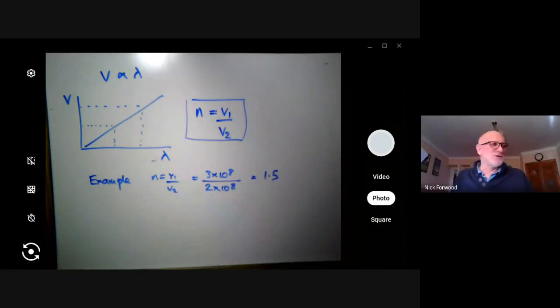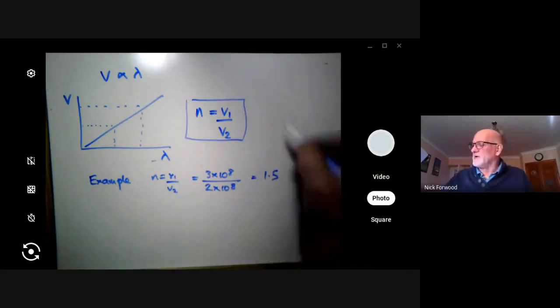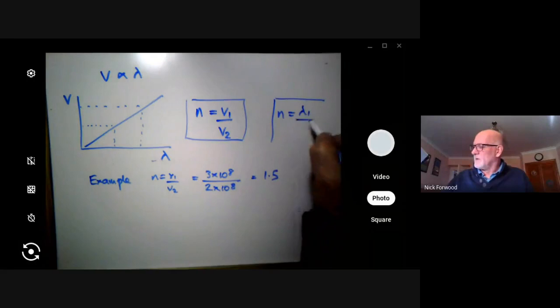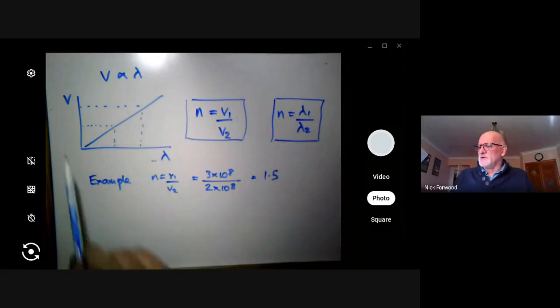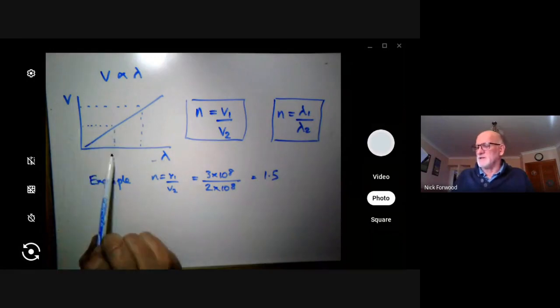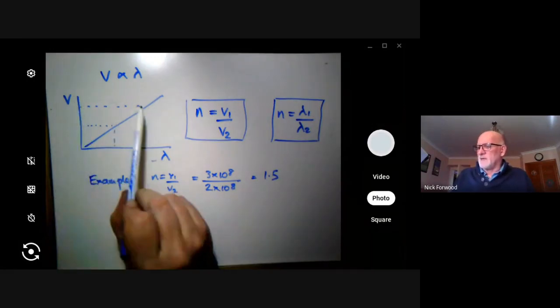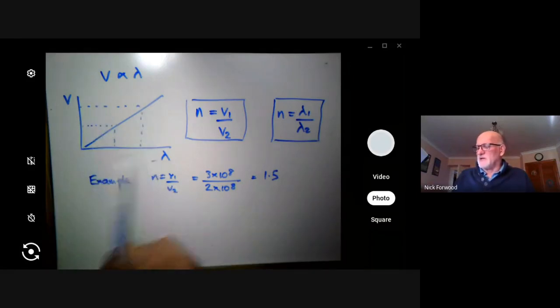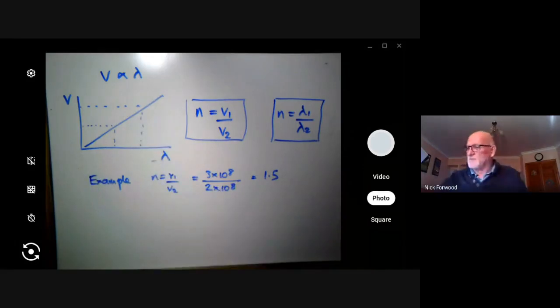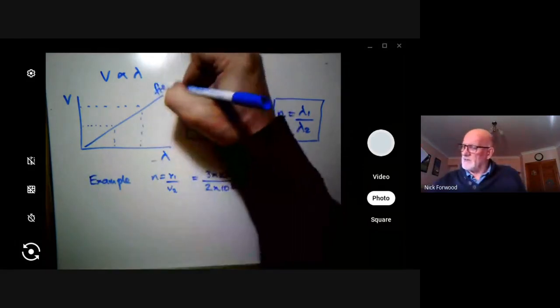Okay, we also get a further formula, extending Snell's law even more. We get the formula n is equal to lambda 1 over lambda 2. And if you look at this graph of v against lambda, you could actually work out the frequency, because the gradient of that graph would be the frequency. If you take a value of v and lambda, v gets bigger, lambda gets bigger, but it's always the same number because it's a straight line. The gradient is actually the frequency of the light, which remains constant.